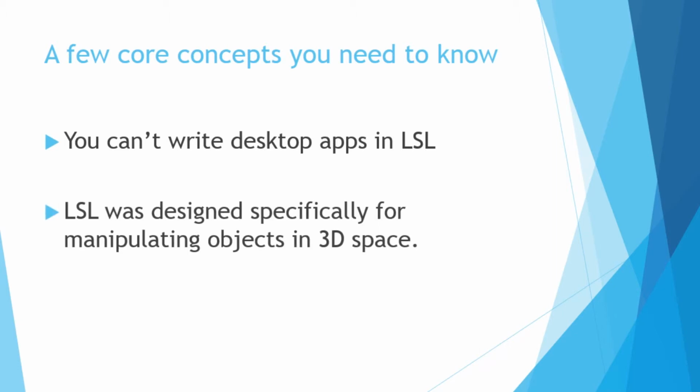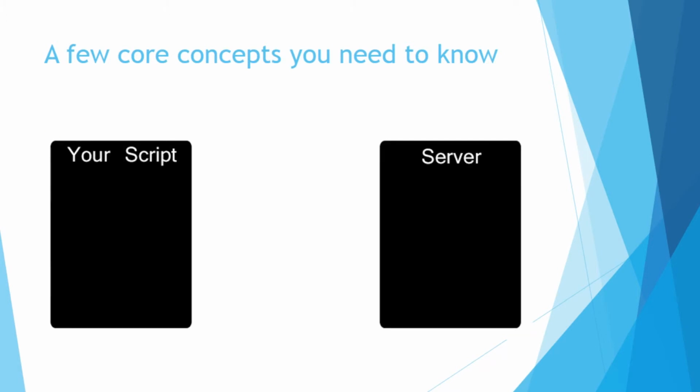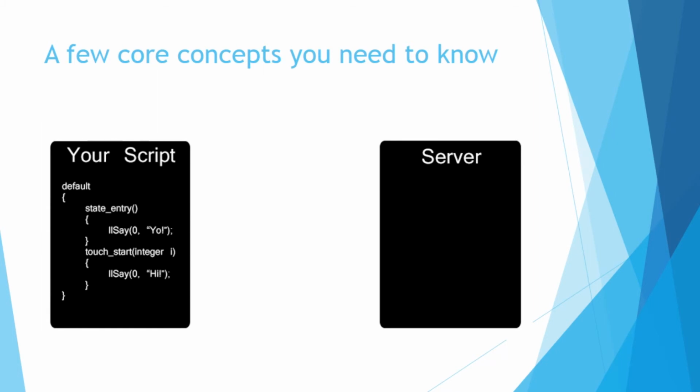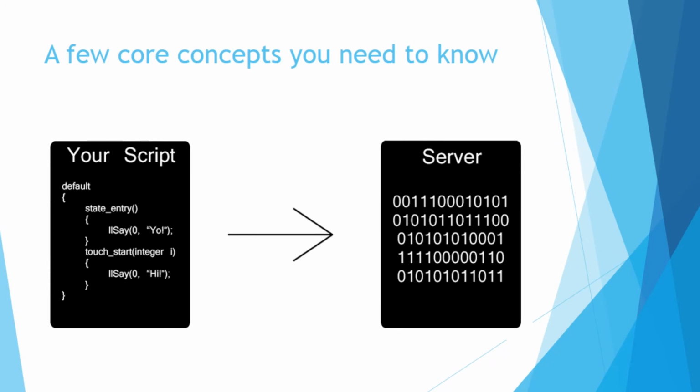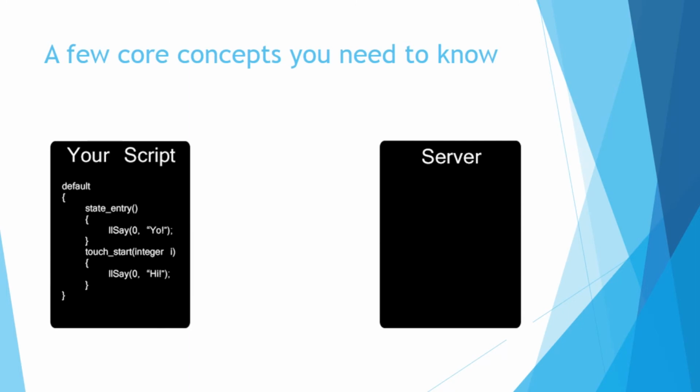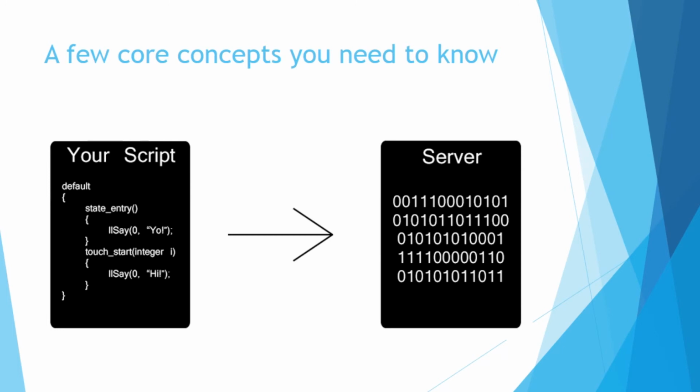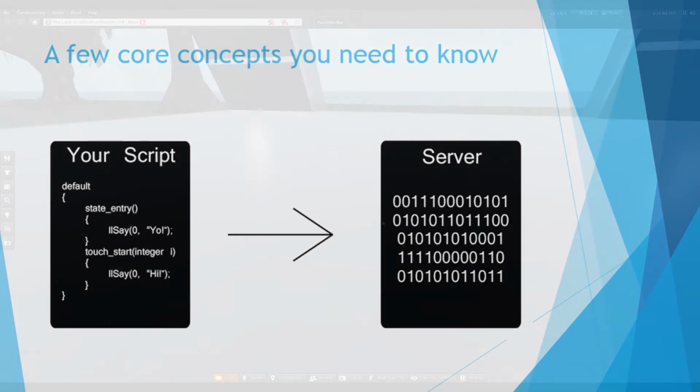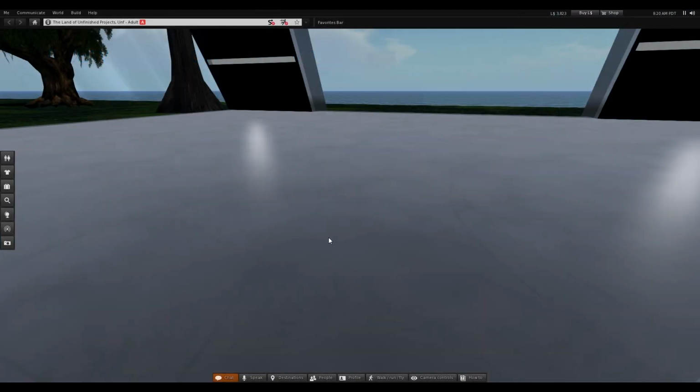But LSL was designed for manipulating objects in a 3D environment, a task which it accomplishes with, depending on who you're talking to, varying degrees of success. LSL is a server-side compiled language, meaning that when you have finished and saved your script, the data is sent to the server for compilation, stored as bytecode, and executed by the server directly. Every time you make a change to your script, the script must be recompiled by the server and stored as bytecode for later execution. So let's get started with writing some LSL.